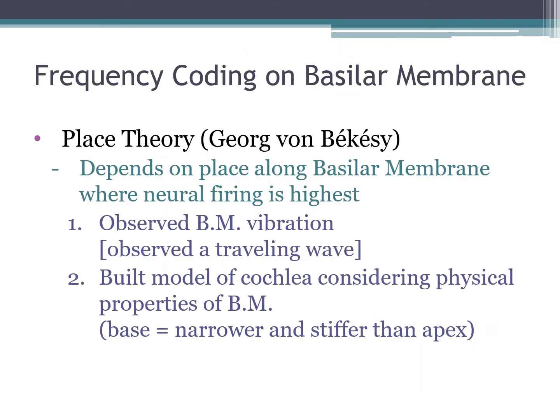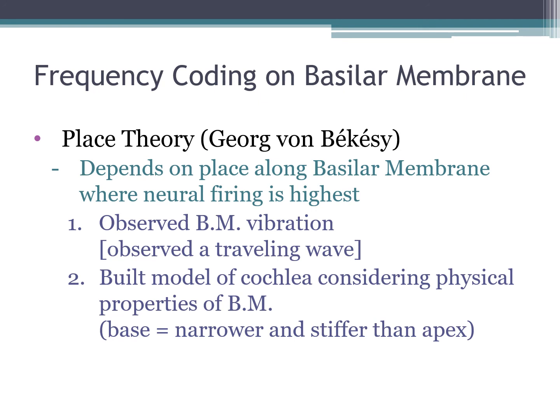I'm going to start talking about frequency coding on the basilar membrane, or really how we code for pitch there in the cochlea. It's a little bit complicated, as there are a couple of main theories. They're both answering our question to some extent. They're both correct. I'm going to start with place theory. We're going to get cut in the middle, and you're going to have to come back for the second video for today.